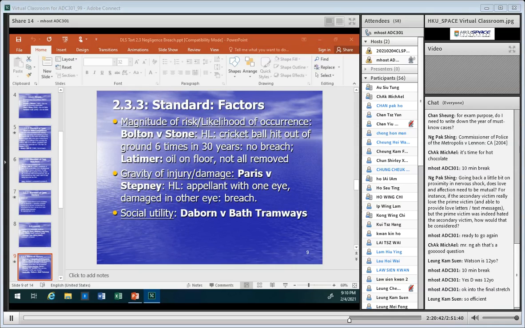Okay, good. So moving on to other general factors the court can take into account in trying to find out what is the standard of care in the circumstances. Some interesting cases here. Obviously, they look at the magnitude of the risk and likelihood of occurrence. What is reasonable. Okay, and Bolton and Stone, often cited in good tort law books.